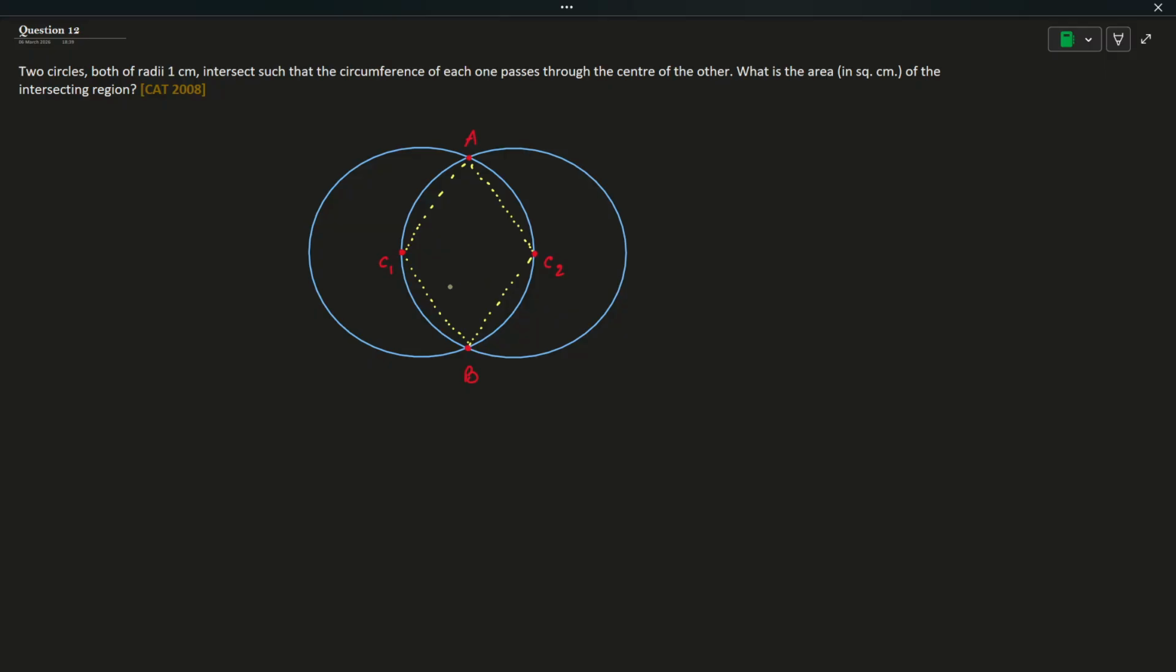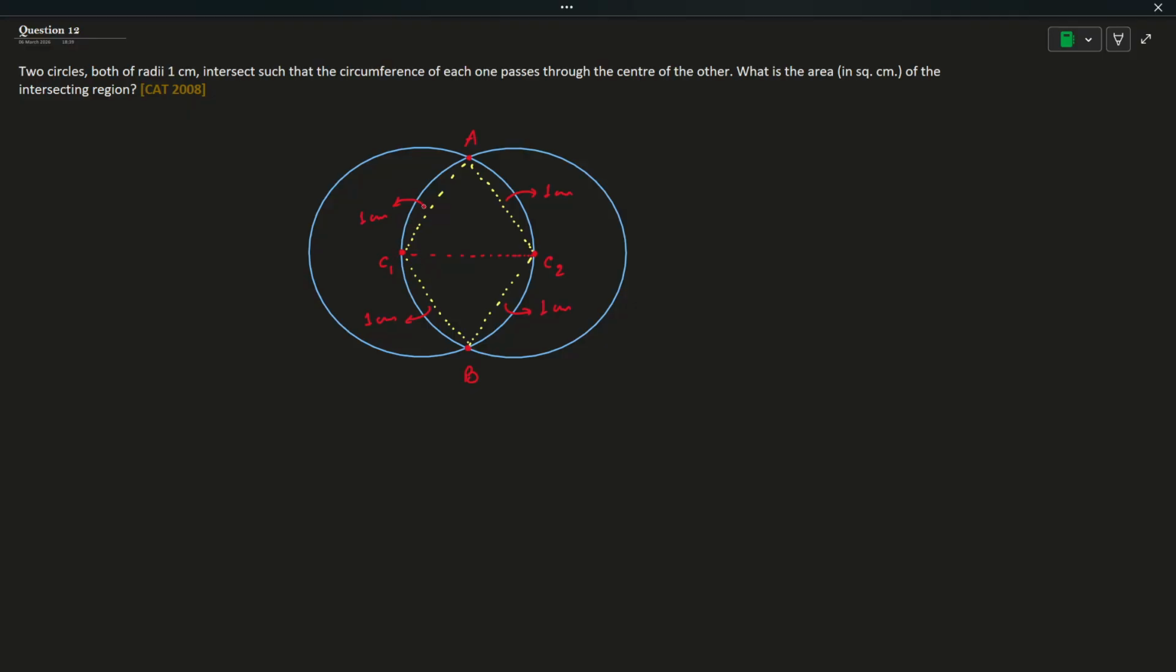And these are the radii, right? From center C1 to point A. Point A is on the circumference of the circle and C1 is the center of the first circle. That means C1A is the radius. Radius is given as 1 centimeter. That means this side is 1 centimeter. Similarly, this is also 1 centimeter, this side is also 1 centimeter, this side is also 1 centimeter. And this will also be 1 centimeter, guys, C1C2.